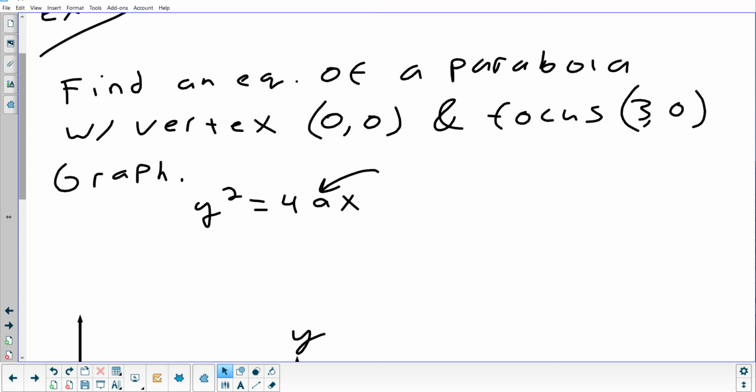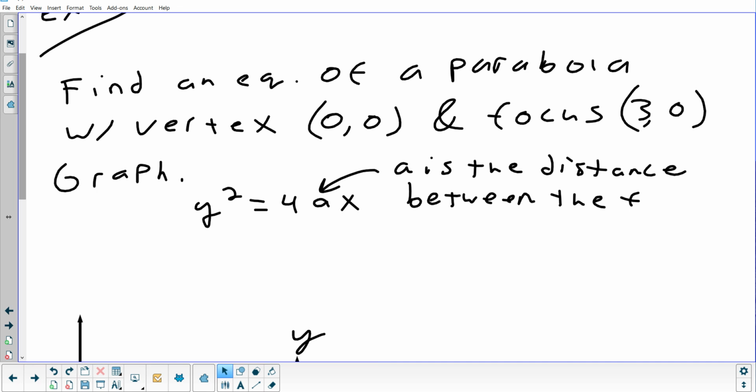a is a distance. Right? It's something that you can measure. And a is the distance between the focus and the vertex. It's the distance between the focus and the vertex.